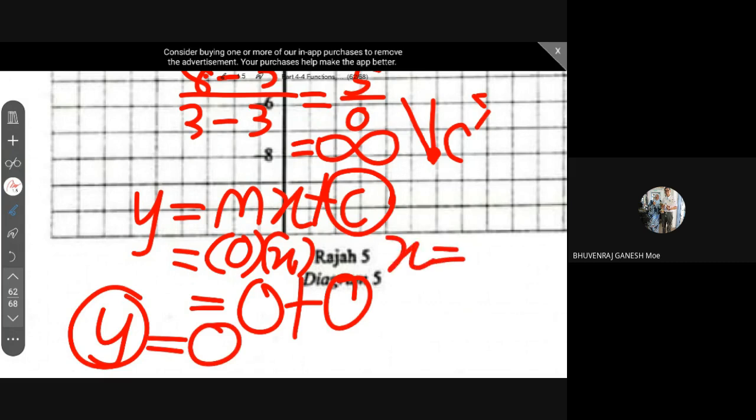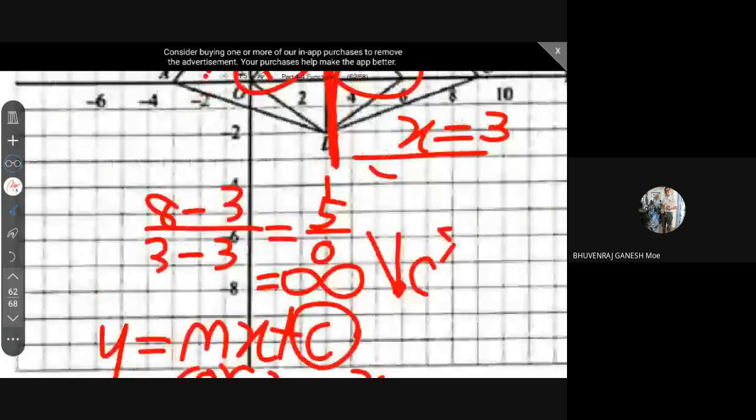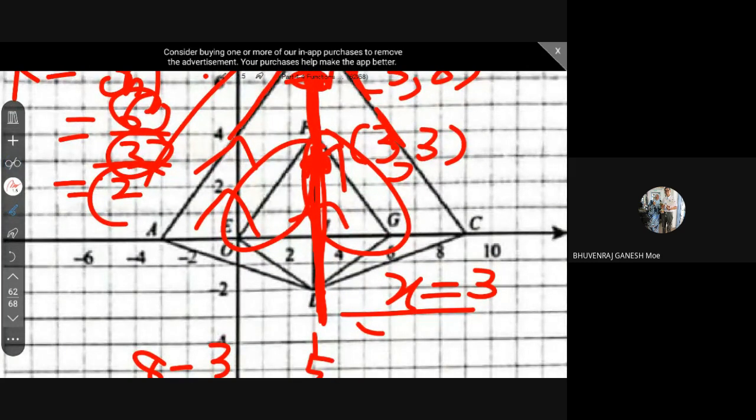Means your x, you just read directly from the axis over here. x equals 3. You don't have to write any other values because all other values are 0. Means you directly take the value where it intersects here. x equals 3 on the x-axis. The straight line is like that, vertical. If horizontal like this, can you tell me what's the equation?